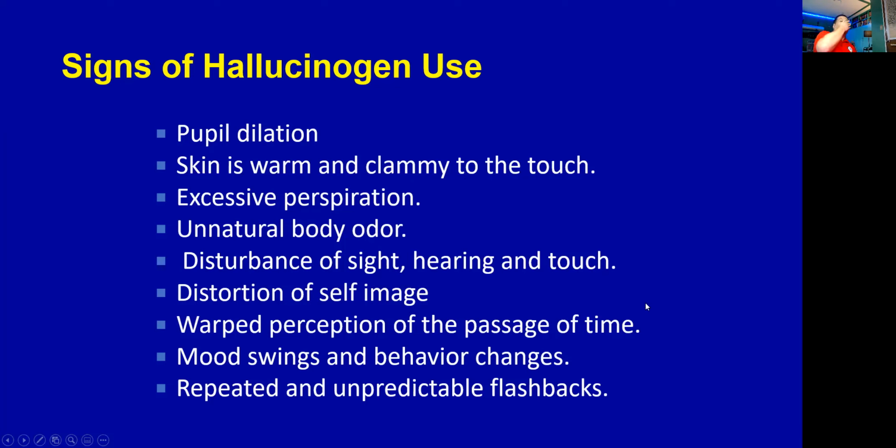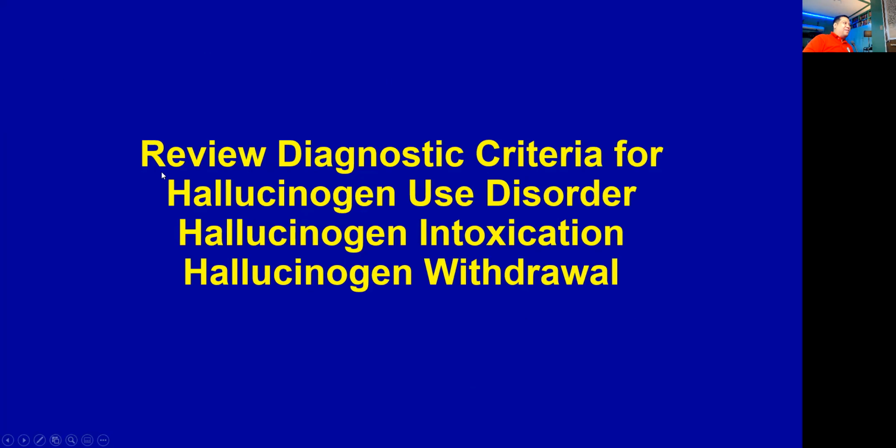Have you seen Doctor Strange, the first movie? He was actually on an LSD trip there, no? When the Ancient One pushed him, he was falling, with the colors and everything. That's like an LSD trip. That's what people on hallucinogens experience. Okay, so review again the diagnostic criteria for hallucinogen use disorder, hallucinogen intoxication, and hallucinogen withdrawal.